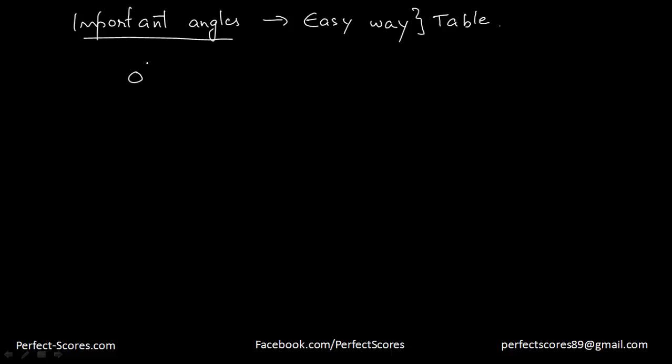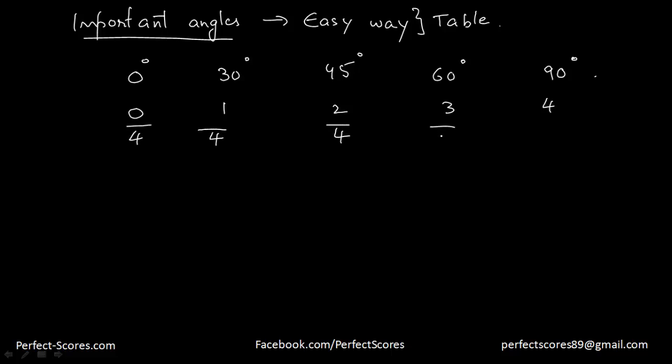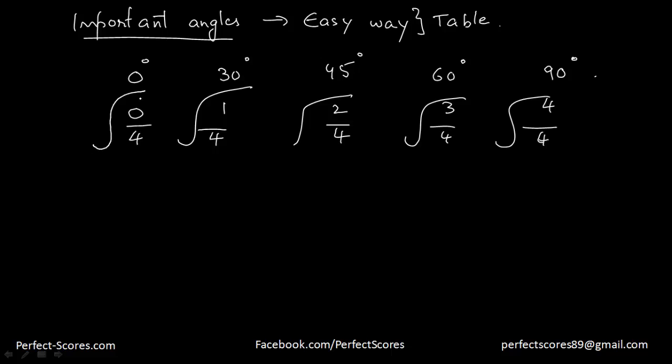So, you're going to write down 0 degrees, and you're going to write down 30 degrees. Then you have 45 degrees, then you have 60 degrees, then you have 90 degrees. So what you're going to do is write down 0, 1, 2, 3, 4. You're going to divide each thing by 4, just like that, and then you're going to take the square root of everything. Now this is going to give the value of sine.